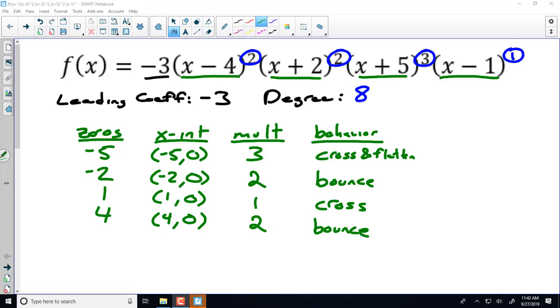Okay, finally, using our leading coefficient, which is negative, and our degree, which is even, we can jot down what our end behavior will look like. Because there are 4 types of end behavior a polynomial can have, based on the leading coefficient being positive or negative, and the degree being even or odd. With all this information, we are ready to sketch a graph, so let's go ahead and do that.